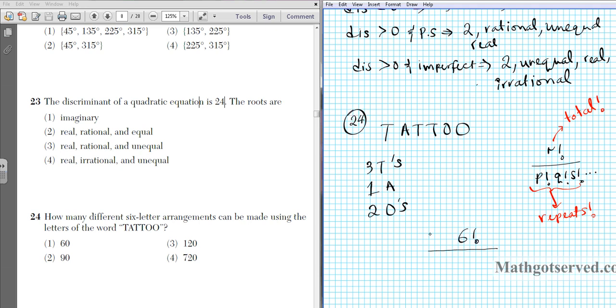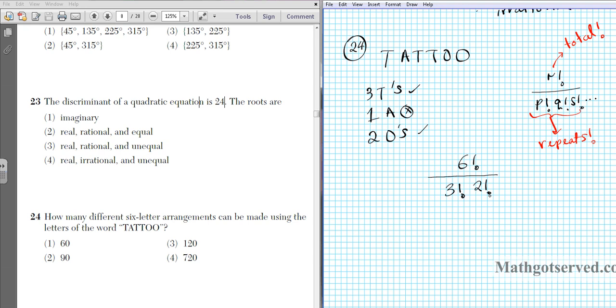And then on the bottom, what repeats? The T's repeat and the O's repeat. A does not repeat, so don't bother with it. How many T's do we have? We have 3 T's, so that's 3 factorial. How many O's do we have? We have 2 O's, so that's 2 factorial.